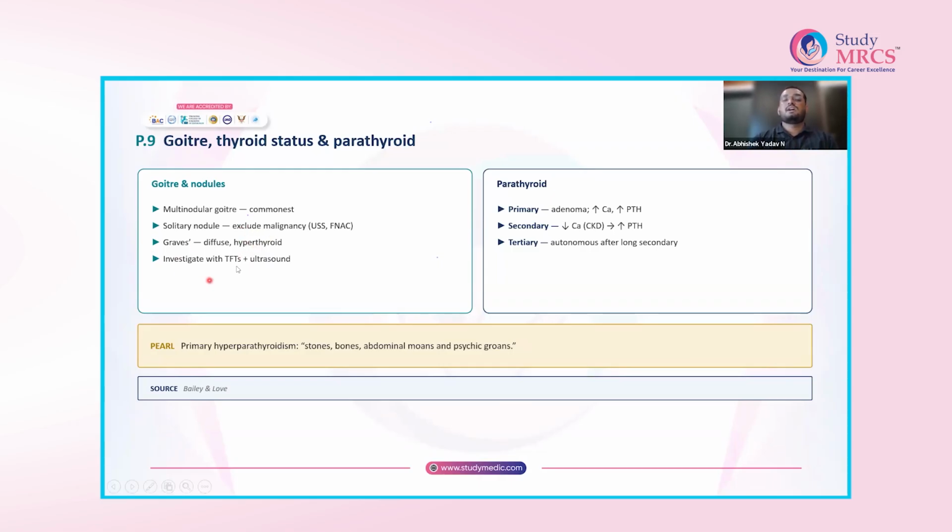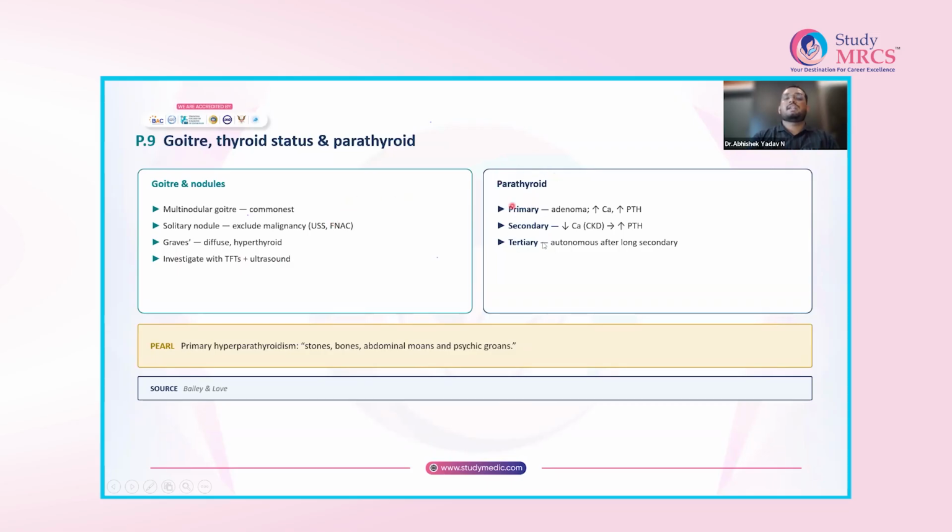For any benign thyroid condition, we always evaluate with a thyroid function test followed by an ultrasound. If you feel there is any underlying pathology present, you confirm it further by doing an FNAC or a biopsy.